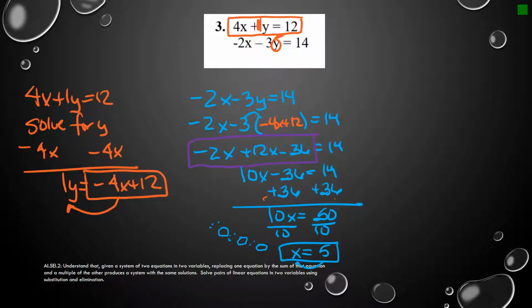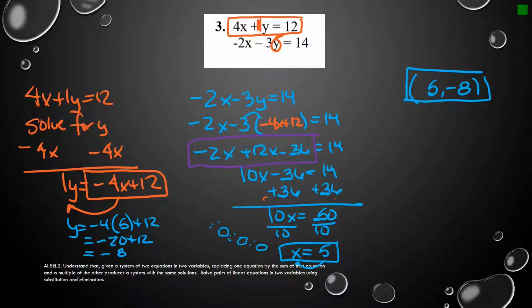I'm going to put 5 in for x. So y is going to equal negative 4 times 5 plus 12. Negative 20 plus 12 is negative 8. So we are saying the solution is 5 comma negative 8.